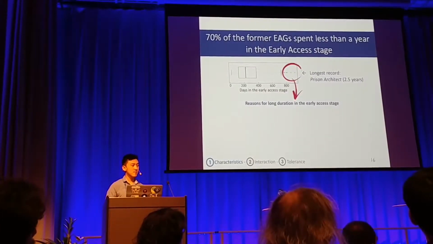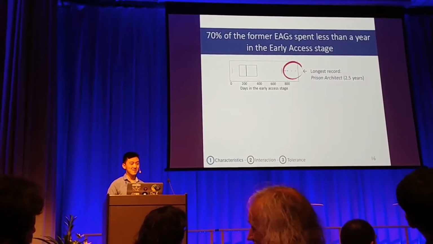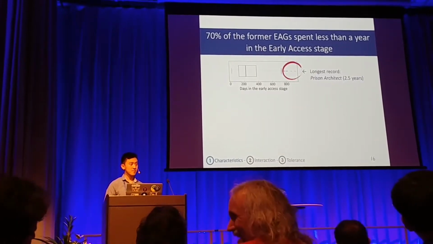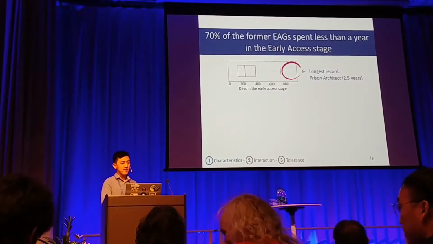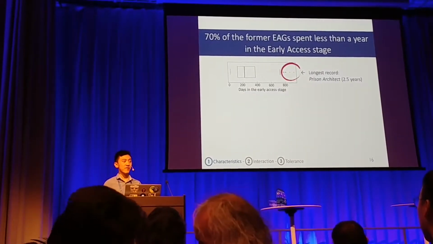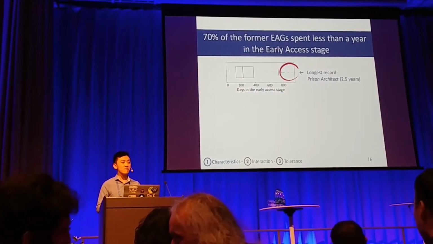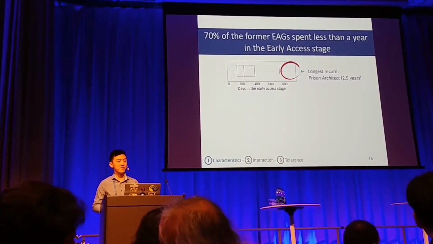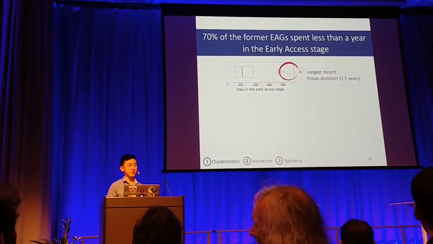Can I ask, did they actually release the final version of what they just developed? So for this study, for this figure, all the games are former early access games. So they have finished their early access stage and become a fully available game on the Steam platform. And then we see how long they spent in that period.